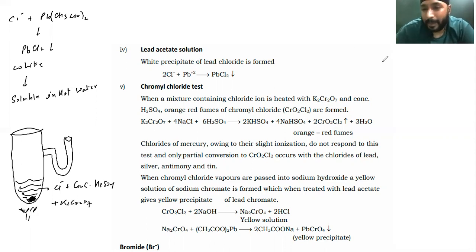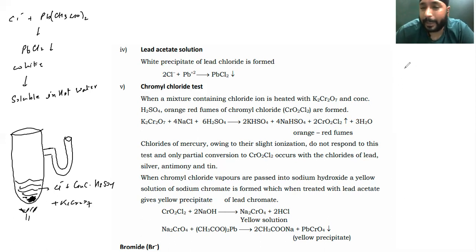You know what? I'll get reddish orange vapors of CrO2Cl2. Why am I saying vapors? Because chromyl chloride, CrO2Cl2, will be forming over there. It is a volatile liquid. Someone has asked, what is the nature of CrO2Cl2? Whether it is a gas or a liquid, it is actually a liquid which vaporizes instantly. Getting it?